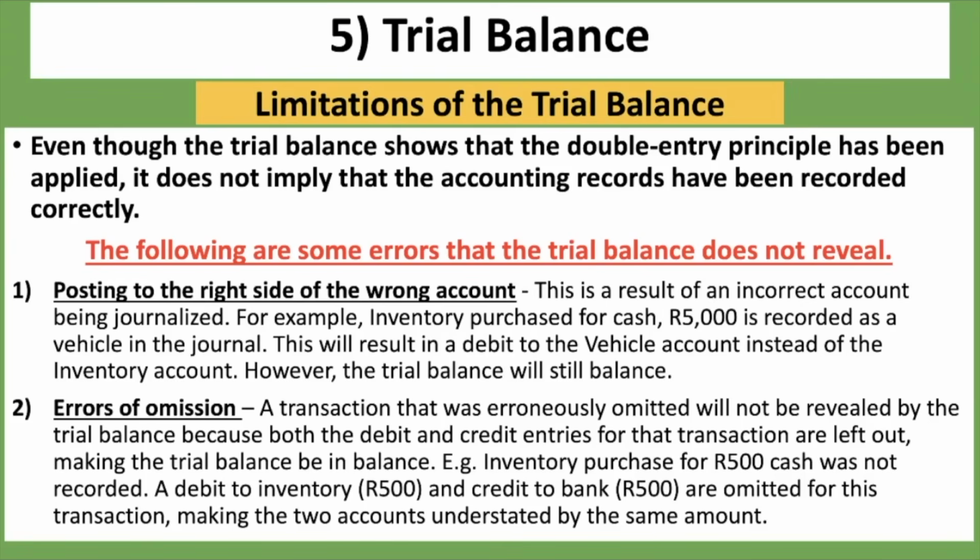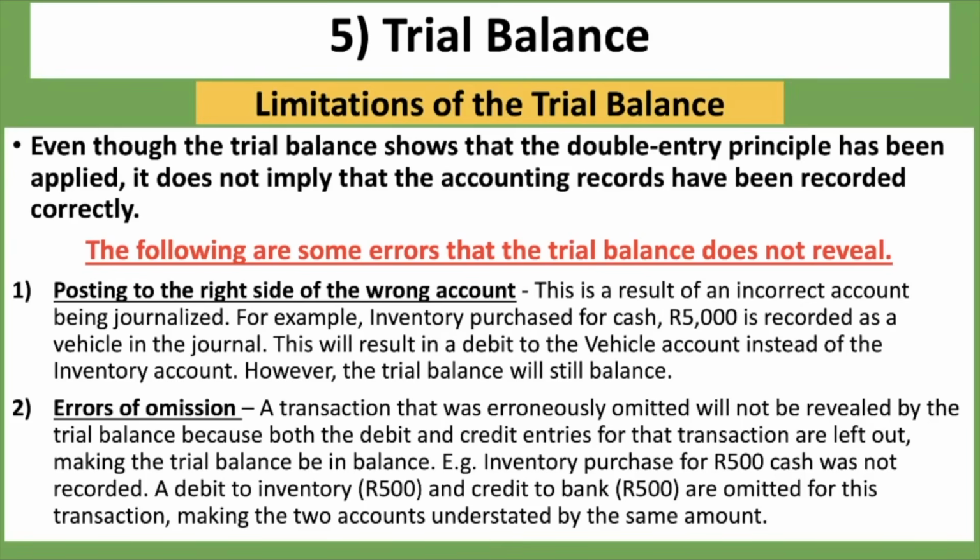So by omitting a specific transaction, your trial balance will still balance and it won't pick up that you have omitted a specific transaction because the debit and the credit will be left out for that particular transaction. I hope it's making sense here and you're able to see the limitations of a trial balance. It's not perfect to say that once your trial balance balances, you've done absolutely everything correctly. No, these are some of the errors that the trial balance will not be able to pick up.